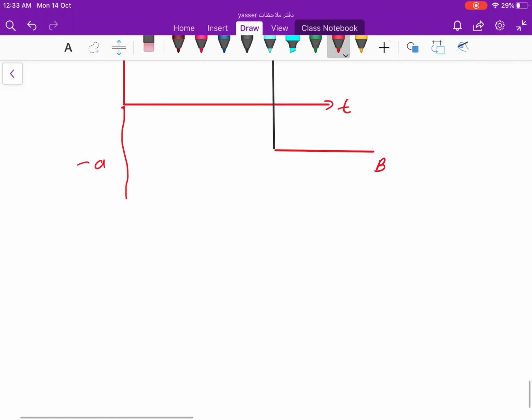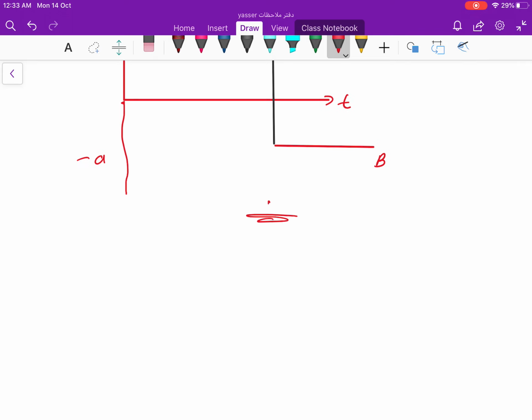Okay guys, we are going to stop here, and we are going to start, inshallah, uniformly accelerated motion in the next lecture, part 3, related to kinematics.